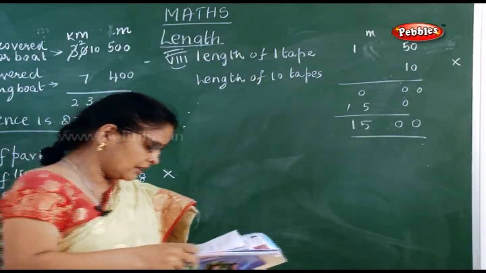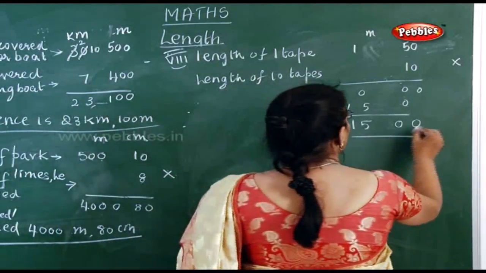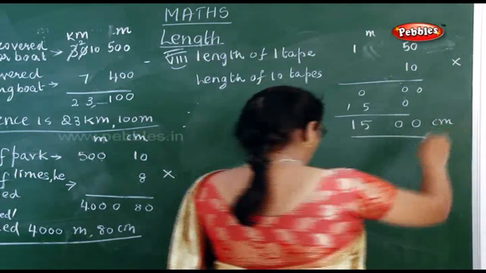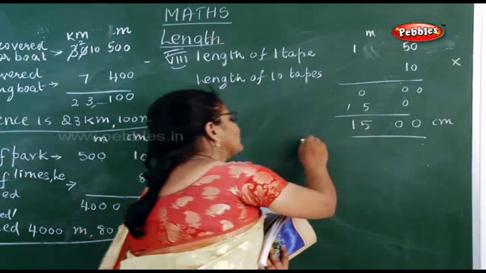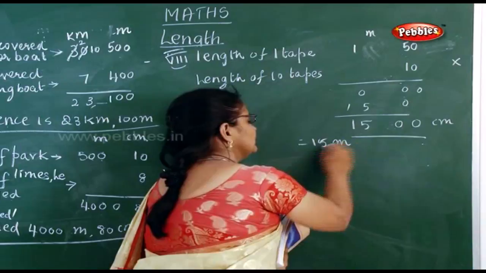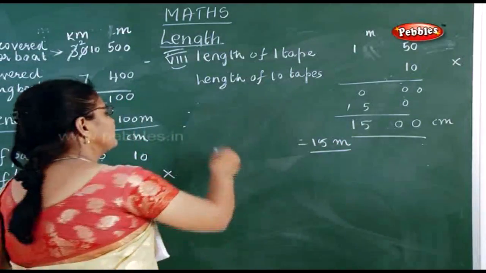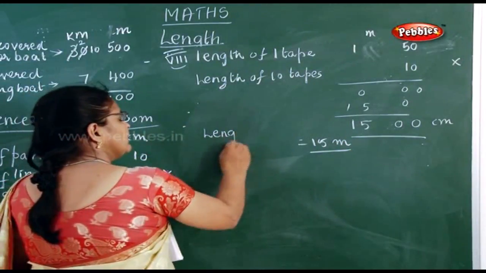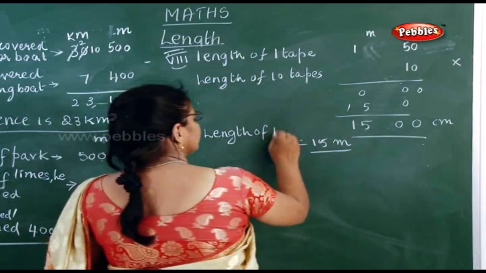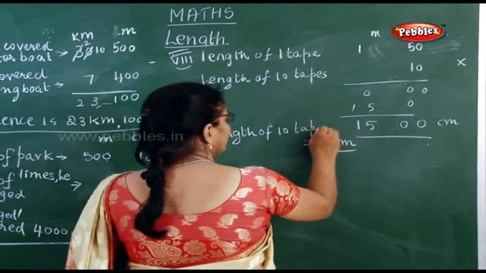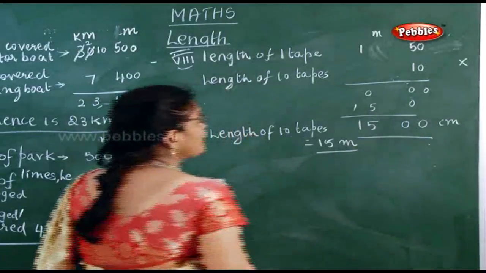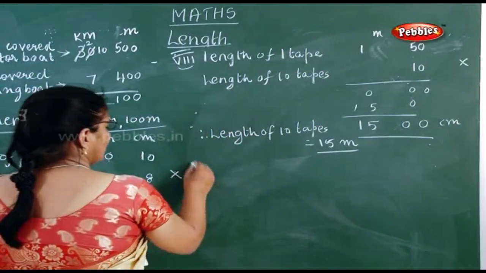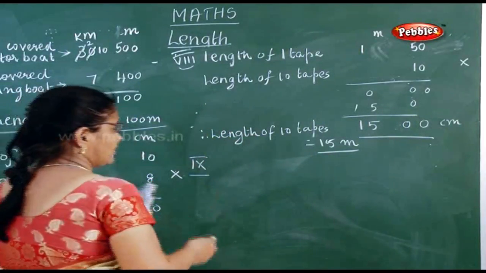So what will be the answer here? It has come 1500 centimeter, or you can convert into 15 meter. So this is the answer. So the length of 10 tapes, you can write 15 meter or you can write 1500 centimeter.